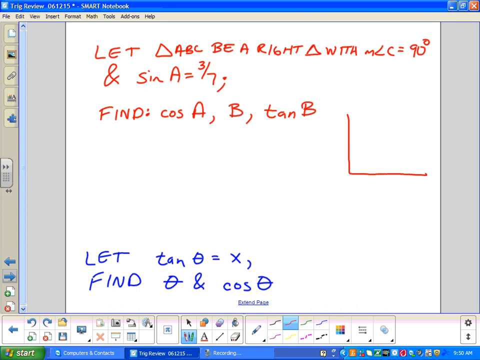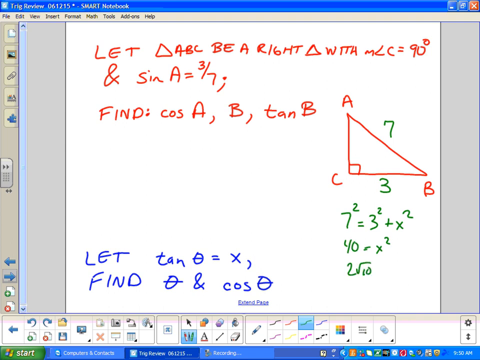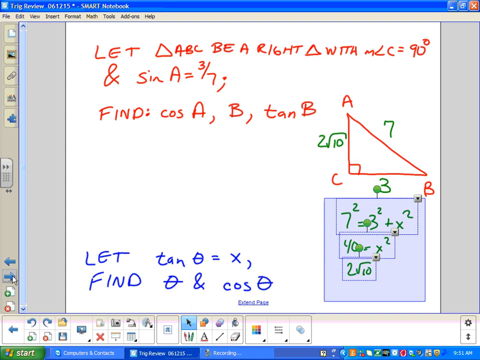I'll just do a quick sketch. And it doesn't matter where A and B are. All right, and sine of A is 3/7. So the opposite of A is 3. The hypotenuse is 7. I can do Pythagorean theorem to find the other leg. I'm going to skip some steps here. We should all be comfortable if you take the time to do it. And again, if you're not comfortable with this, you're probably watching the wrong video. You're probably not ready for calculus.